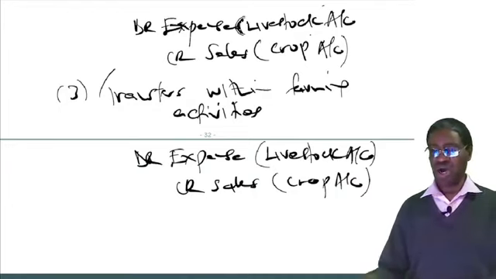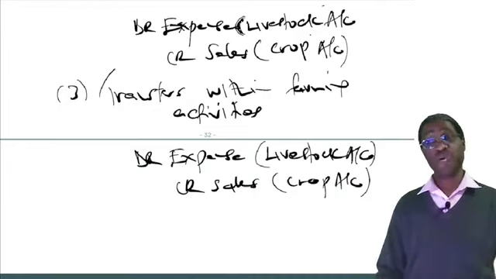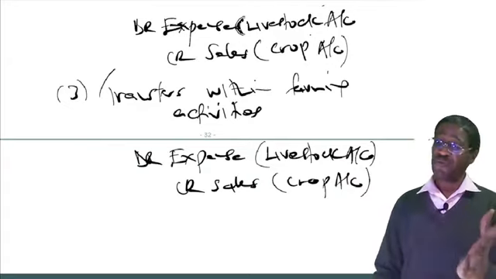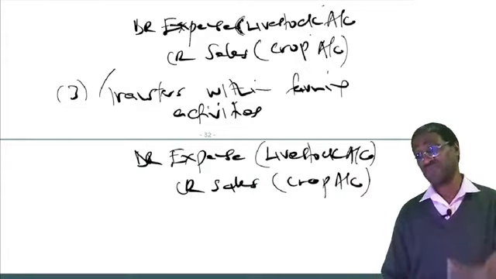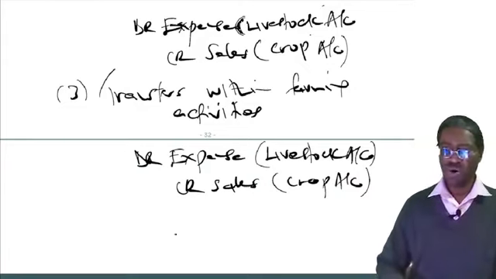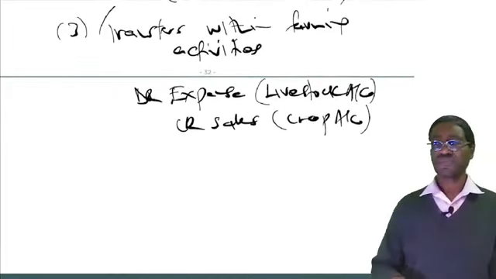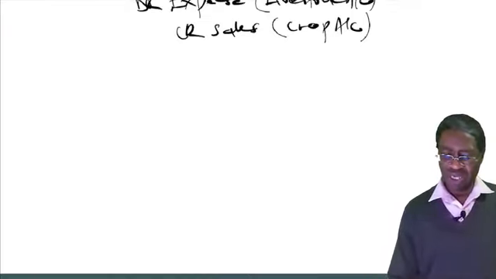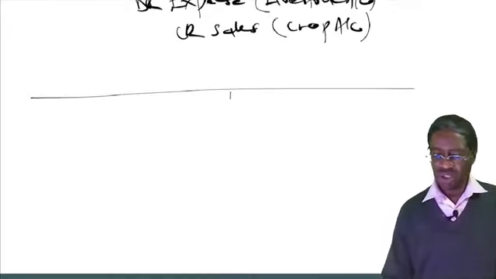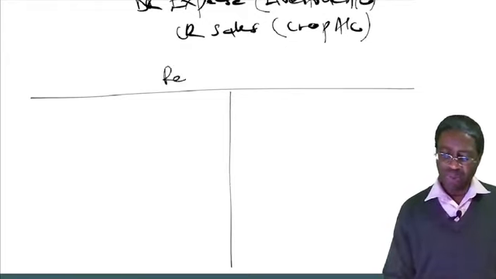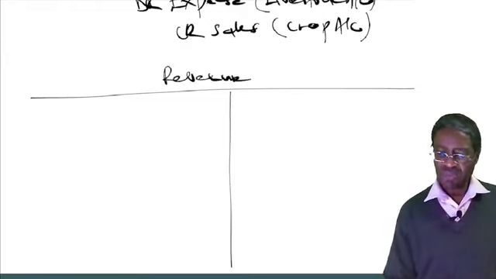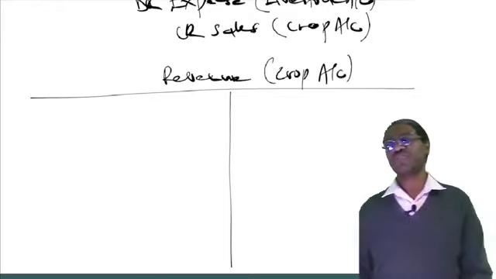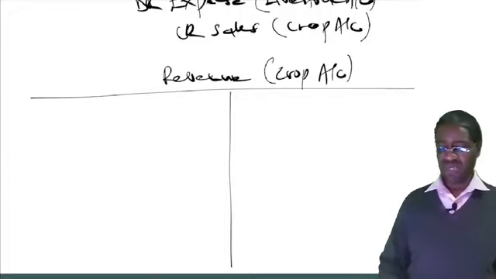Okay. So allow me to talk about how to prepare a revenue account for one of the activities. If you know how to prepare for crop, you should know how to prepare for livestock. The concept is the same. For now, don't write this down. Let me show how to prepare a revenue account of the crop account or the crop department.